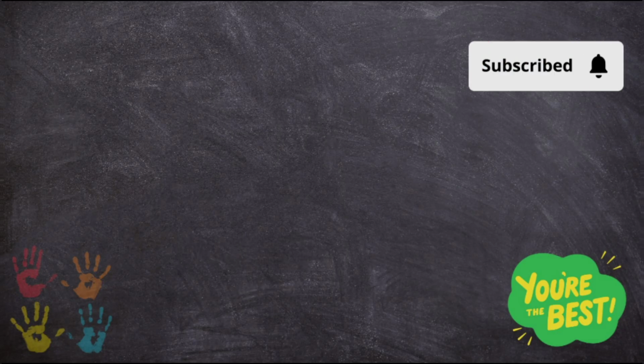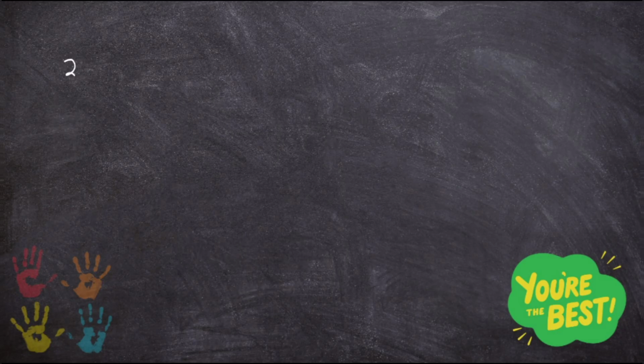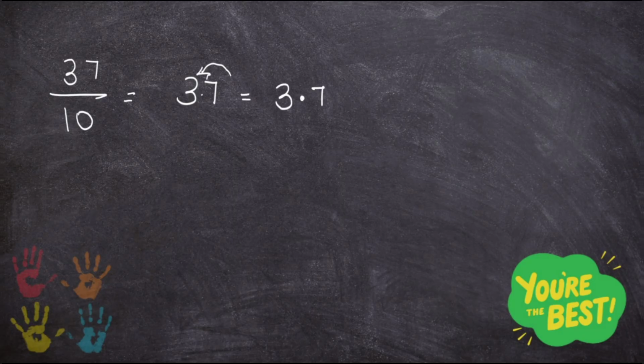I'll take one more number, 37 upon 10. First step, write the number which is there in the numerator. Written, done. Now where is the point? It is after 7, right? How many zeros are there in the denominator? Check. Only 1 zero, correct? So I am going to jump over 1 digit to the left. So over here the point is going to jump between 3 and 7. So the answer over here will be 3.7.